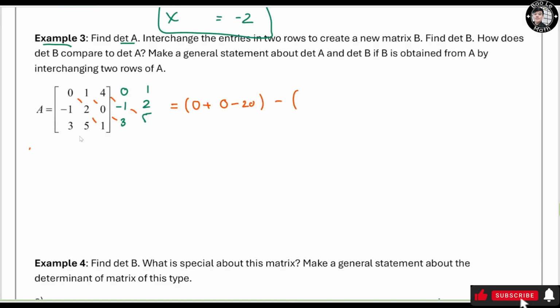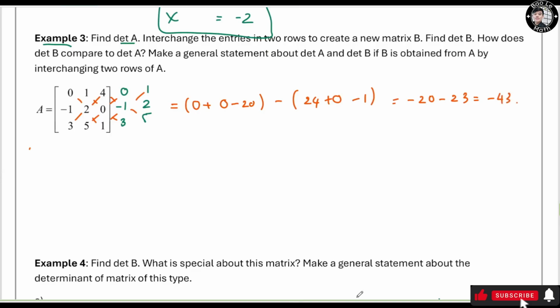Subtract. Start from the bottom left to top right. 3 times 2 times 4 is going to be 24. 5 times 0 times 0 it could be 0. And 1 times -1 times 1 should be -1, right? Simplify this one, it's going to be -20 minus 23. It's going to be -43, right?